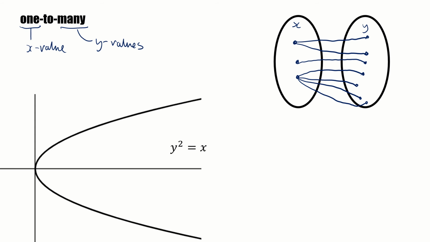But anyway, for the moment, this is y squared equals x, and we can see it's one-to-many because if I pick this x value here, for instance, there are multiple y values for that one x value on the graph. So there you go, one x value going to many y values.